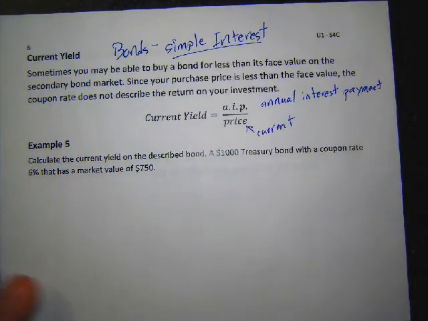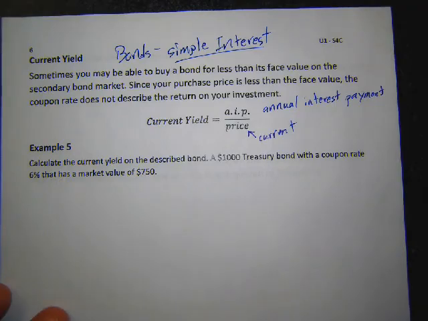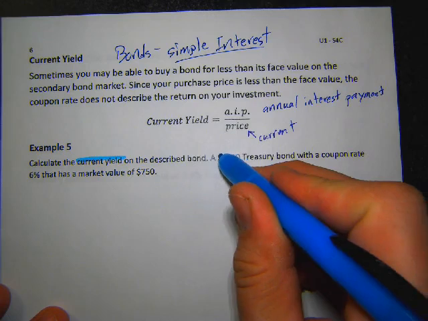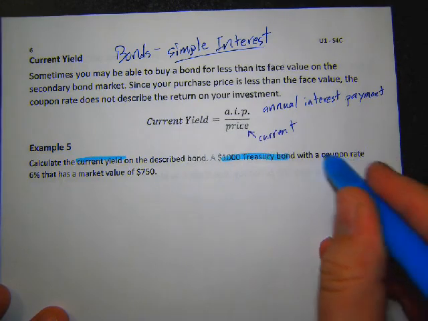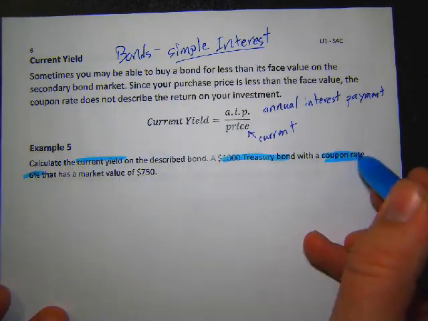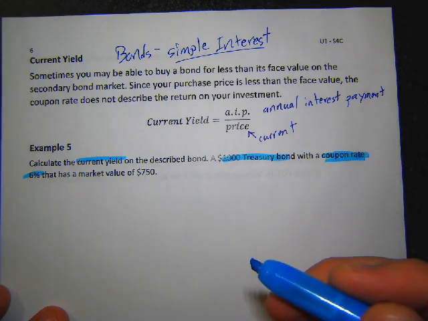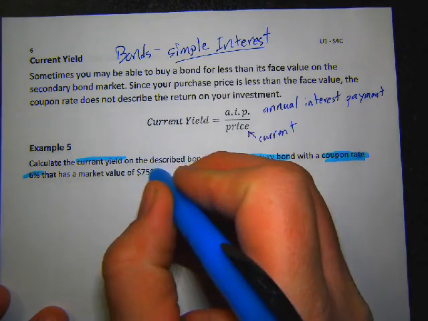So let's look at a problem. We want to find the current yield on a bond. Originally it went for $1,000, so it was a $1,000 treasury bond. Its coupon rate is 6%. That's its interest rate based on that original $1,000. And it has a market value of $750.